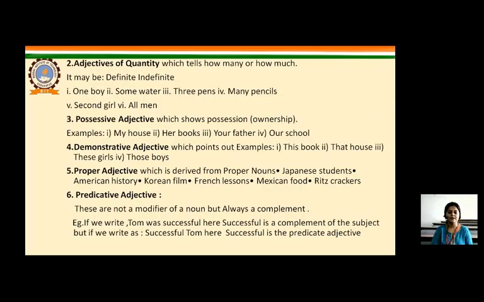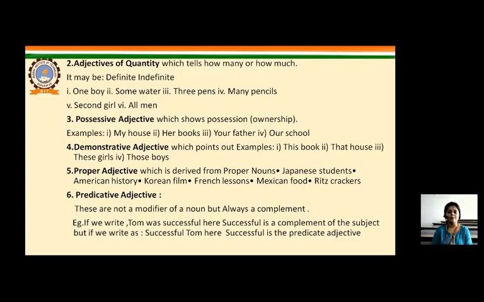Then you have the next category, that is adjectives of quantity. Adjectives of quantity are the ones which tell you how many or how much. So if you are asking how many pens do you have, and I answer that I have 2, I am telling you the number of pens, that is 2.